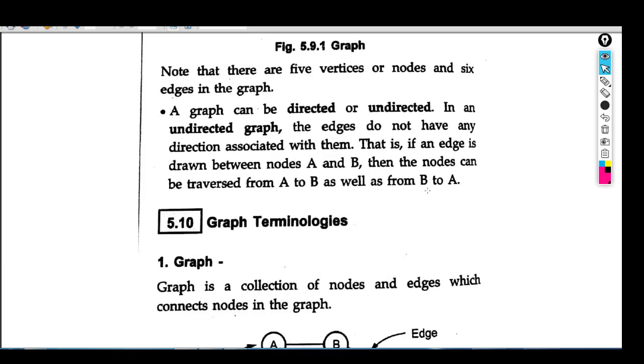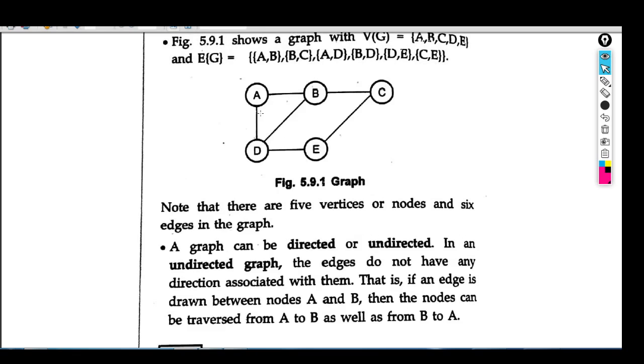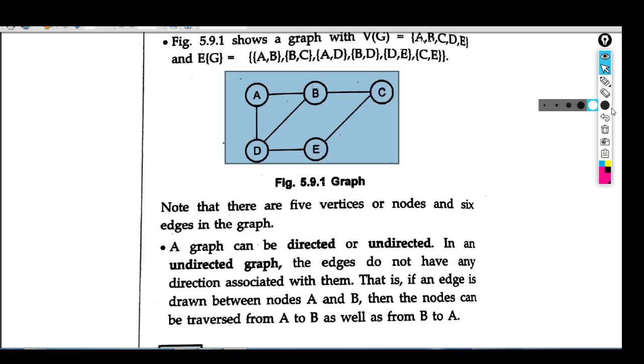A graph can be directed or undirected. In an undirected graph, the edges do not have any direction, and in a directed graph, the edges have direction. For example, in this diagram, the edges don't have any direction, hence this graph is called an undirected graph. And if you give some arrow to the edges, like from A to B, then this type of graph is called a directed graph, where the edges have a direction. So this is the concept of directed and undirected graphs.